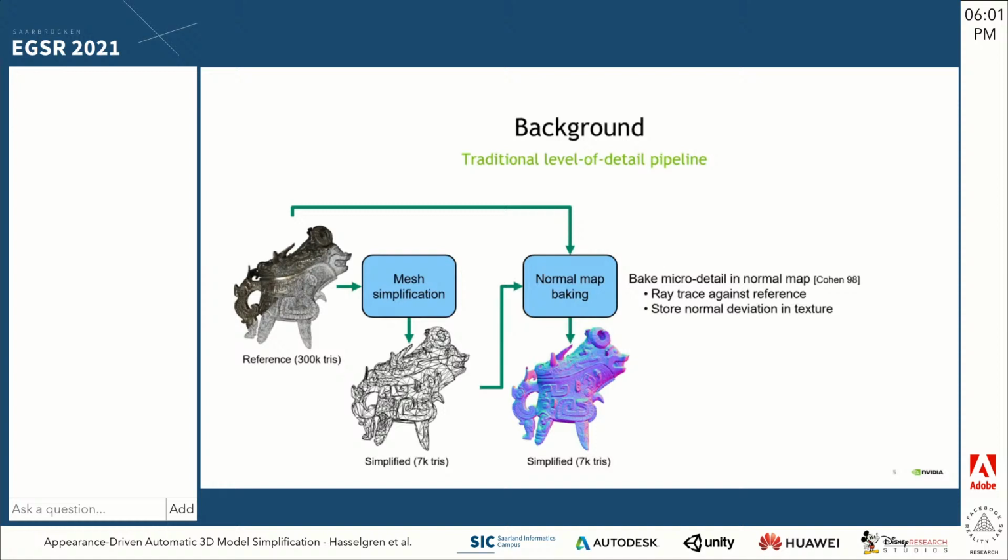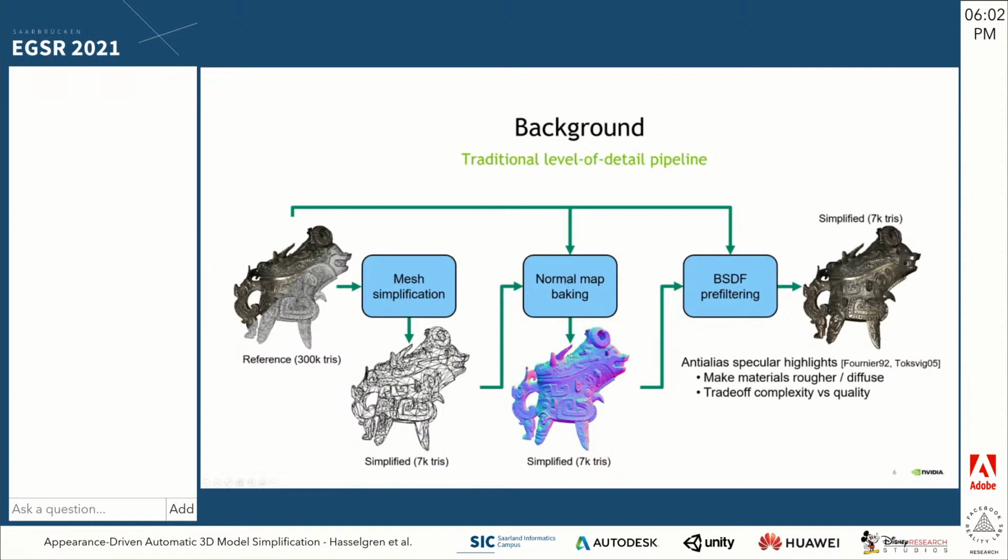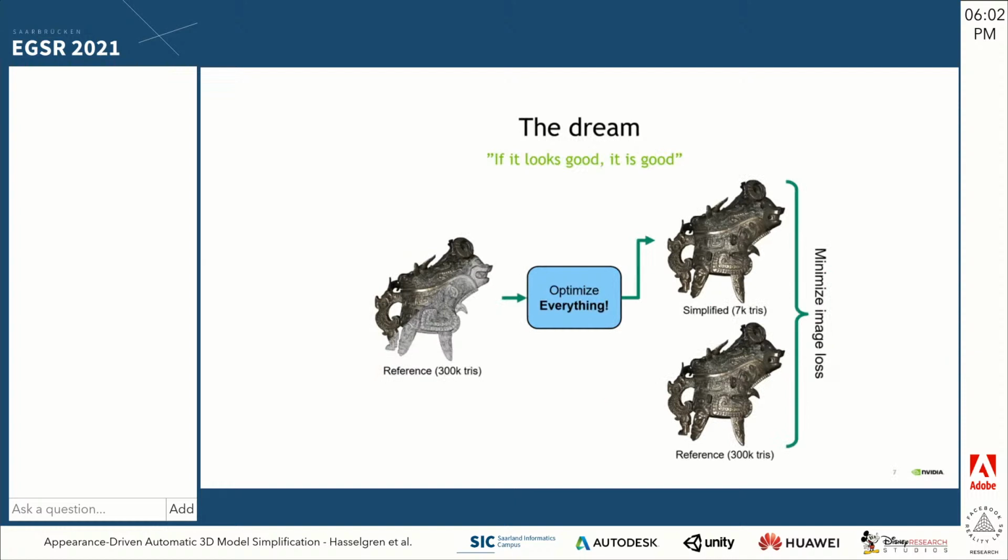Then you take your simplified mesh as well as your reference mesh, and you feed it into a normal map baking system. The normal map baking system will bake micro details into the normal map and instead represent them using shading. And you typically do this by ray tracing from the simplified mesh to the reference mesh, and then you store the deviation of the normal in a texture. And then finally, you can take this simplified normal map mesh as well as the reference, and you can run BSDF pre-filtering to get your final simplified and filtered result. The point of BSDF pre-filtering is typically to reduce aliasing in specular highlights. And you do this, very simplified, by making your materials rougher or more diffuse, especially when you have lots of detail.